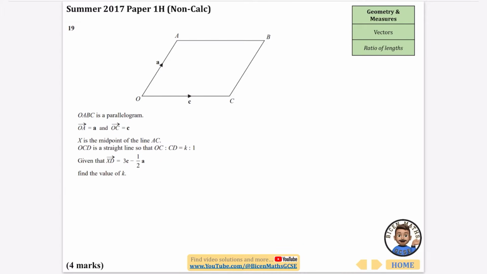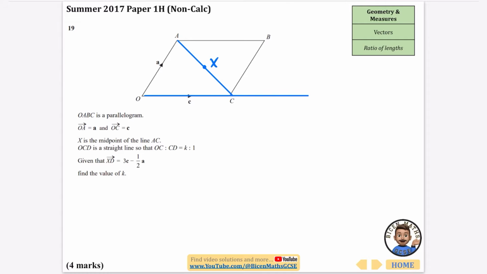So it says here that OABC is a parallelogram, OA is equal to a, and OC is equal to c. These are the really hard questions, by the way. X is the midpoint of the line AC that we've got here. So there's my line AC, and I'm going to put a point in the middle here, which is going to be X. OCD is a straight line, so that OC to CD is k to 1 as a ratio. Okay, well, let's just extend this line OCD.